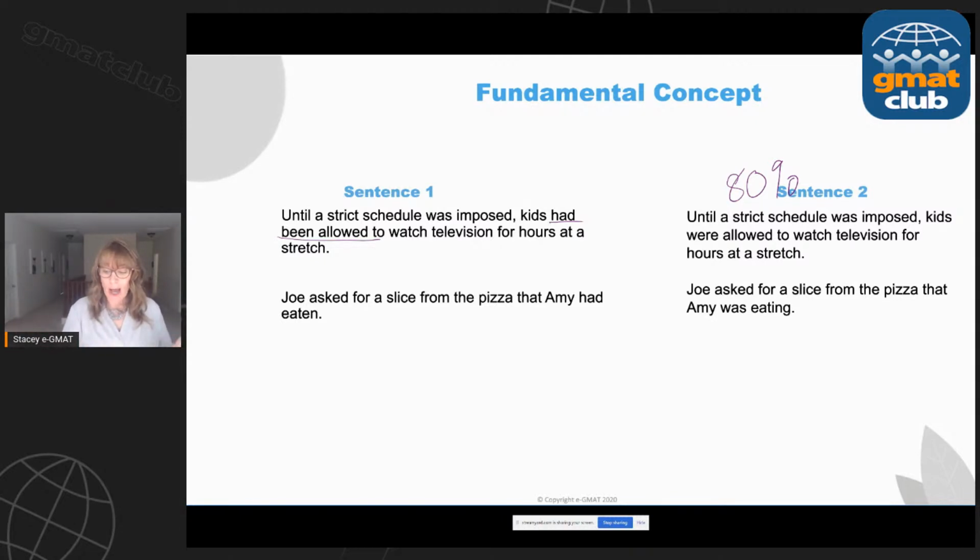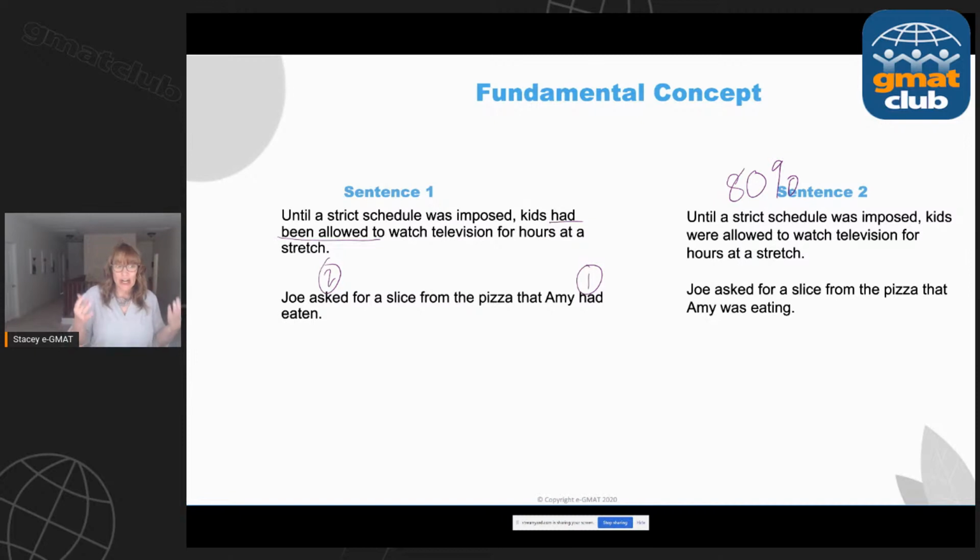So sentence 2 properly says, until a strict schedule was imposed, kids were allowed. Everything in the past tense, right? The strict schedule was imposed, kids were allowed, everything past tense. Joe asked for a slice from the pizza that Amy was eating, okay? So she was in the process of eating it. There was still pizza left. He asked for a slice, okay? If she had eaten it, event 1 had already occurred. It was over and done with. The pizza was gone. Joe, the second event, asking for a slice, pointless, okay?